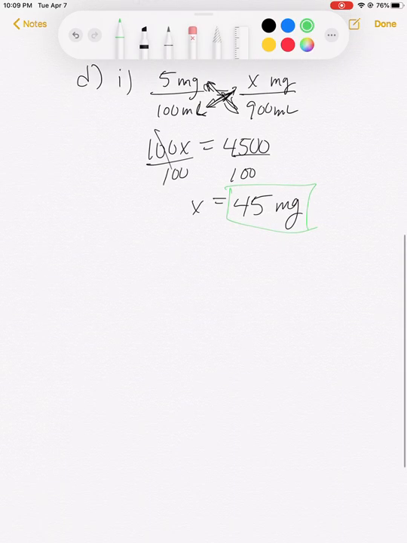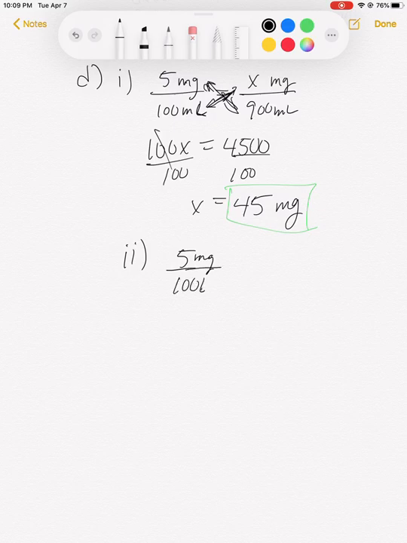Okay, Roman numeral 2, the last problem here. How many milliliters of the same solution should be given to a patient needing 100 milligrams of dextrose? So we have 5 milligrams per 100 milliliters of solution. We know that the patient needs 100 milligrams, but how much solution should we give? We don't know the number of milliliters here. Again, we can use a proportion, solving it by cross multiplying.